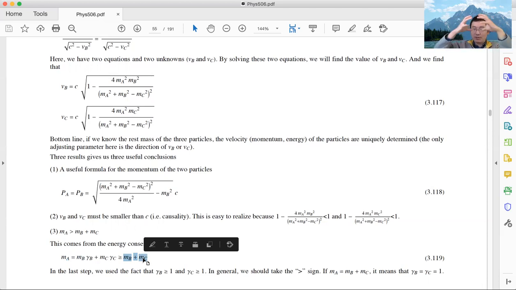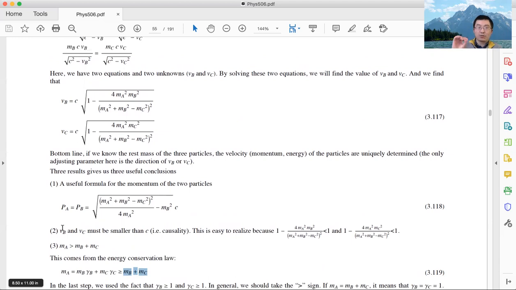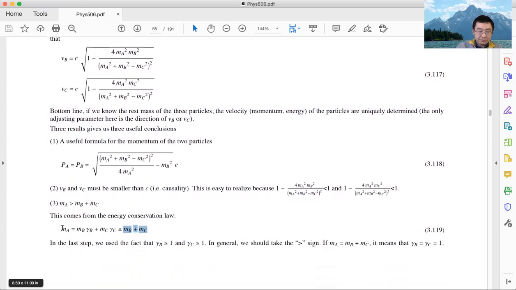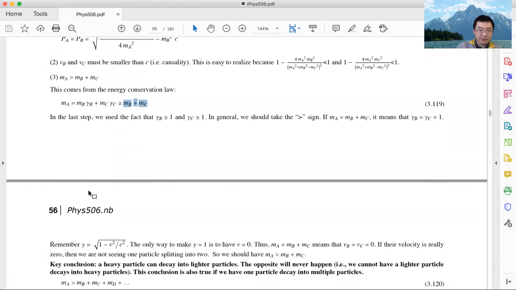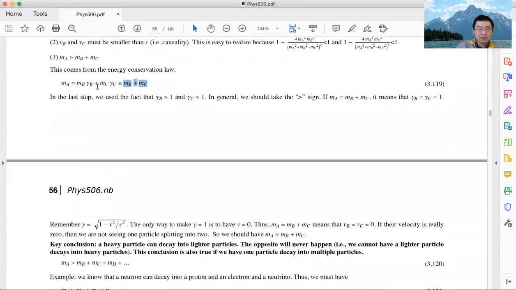We can't start from a lighter particle and decay into a heavier particle. That cannot happen. Mass can only go down when we do the particle decay. That is something that necessarily has to be followed. So that's another very important conclusion. This last conclusion, mass can only go down. The rest mass of the particle can only go down when we go through the decay.